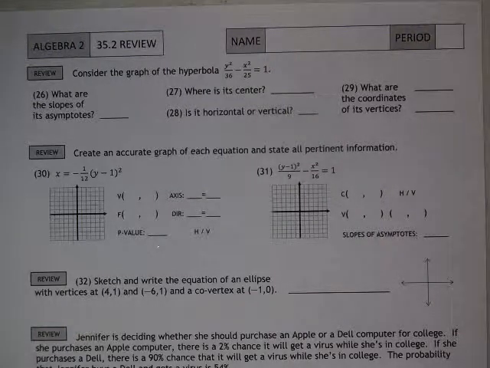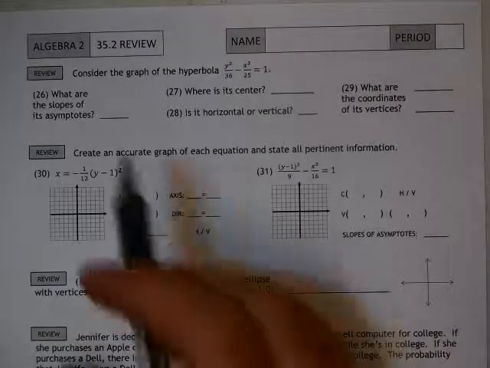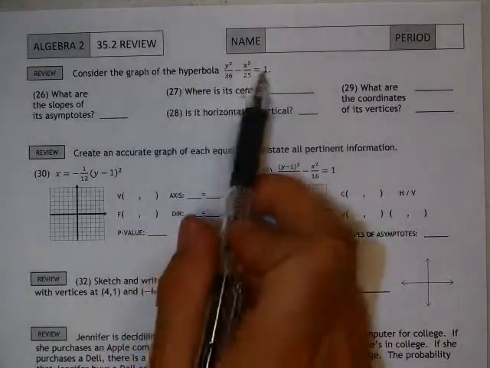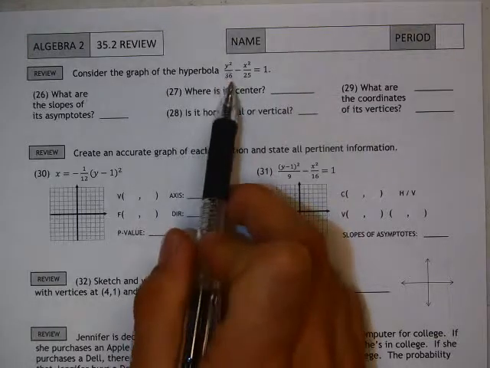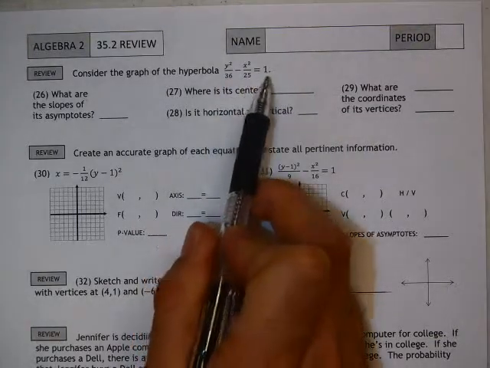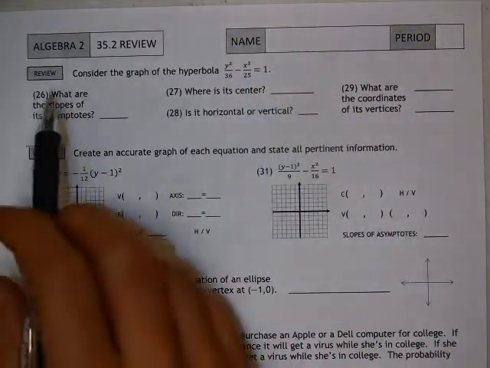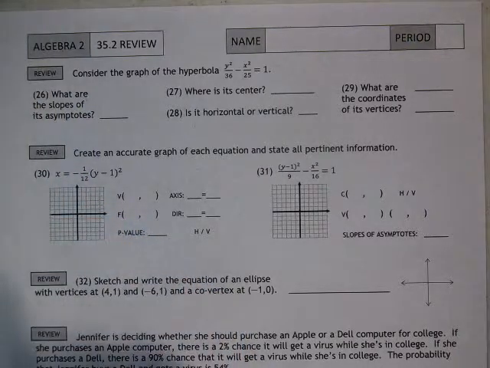Algebra 2, Worksheet 35.2 review. I'm looking at 26 through 29, where we're asked to consider the graph of the hyperbola, and they give us the equation y squared over 36 minus x squared over 25 equals 1. Now, the first thing they ask about is the slopes of the asymptotes.